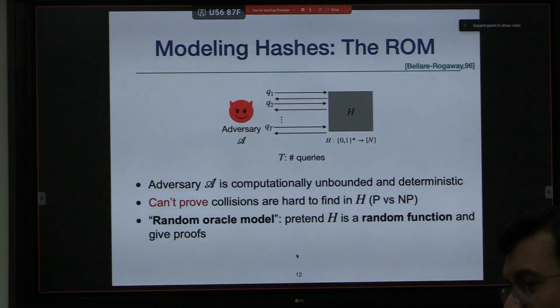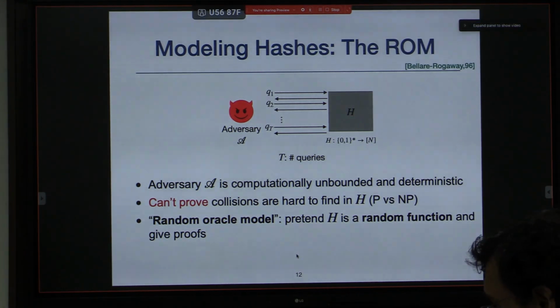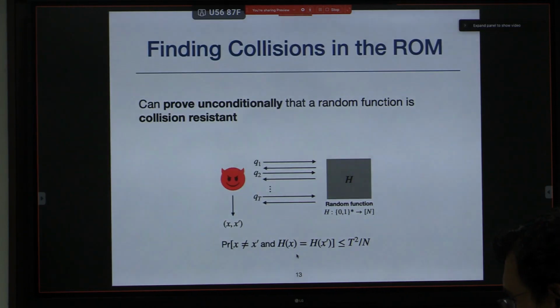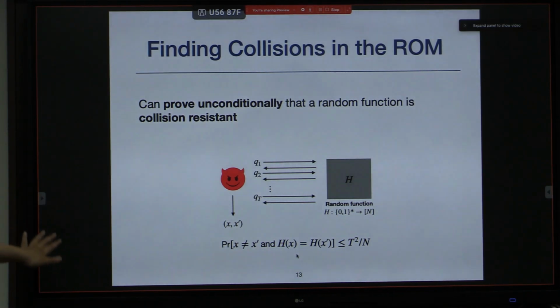We think of this hash function as a random function, and then we can prove unconditionally that a random function is collision resistant. So for such an adversary that's making T queries to this random function, we know that the probability of finding a collision is T square over n when the output domain of the function is [n]. When I say square bracket n, that's the set 1 through n.